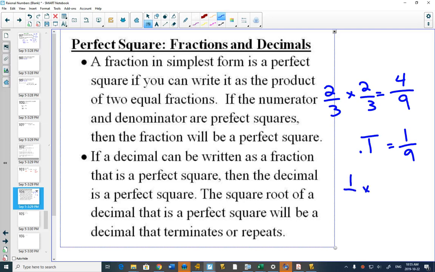And would you agree that 1 times 1 is 1? Yes. What number would be on the bottom here? 1. Oh, oops. So 0.1 repeated is a perfect square because it is equal to 1/9, and 1/9 can be 1/3 times 1/3. So if you can make both the numerator and the denominator perfect squares, then the fraction will be a perfect square.